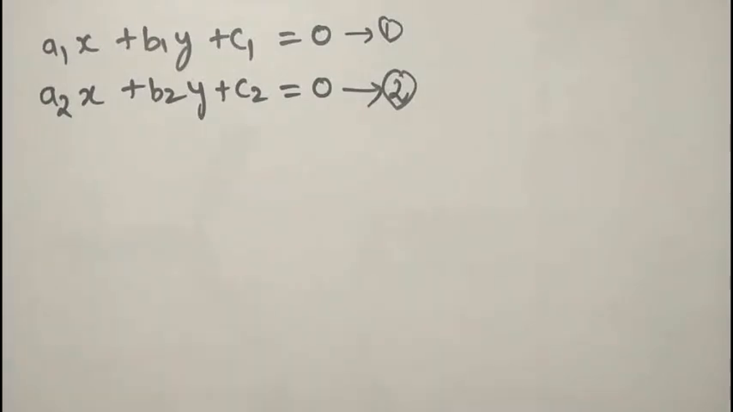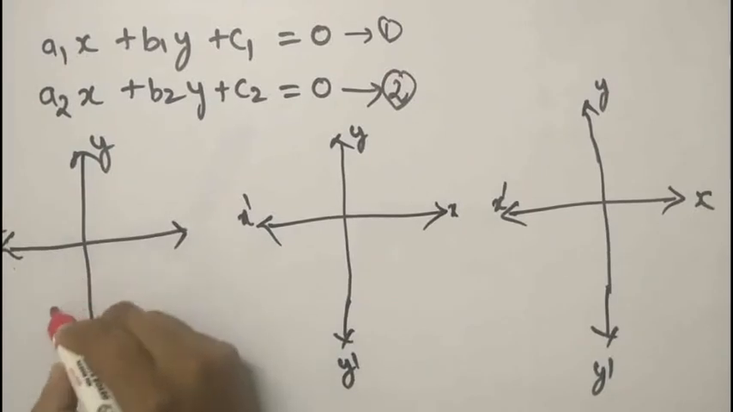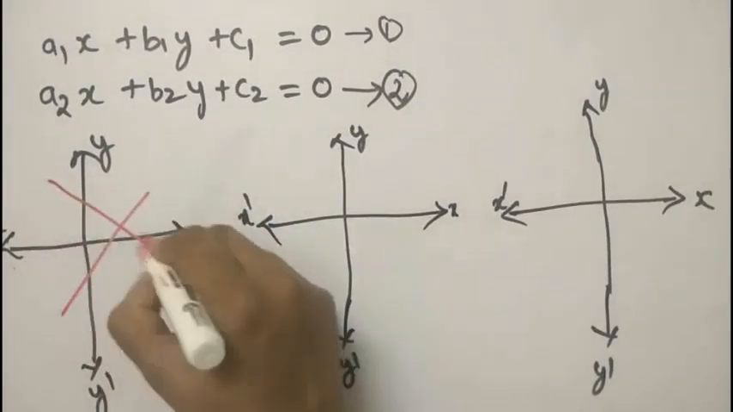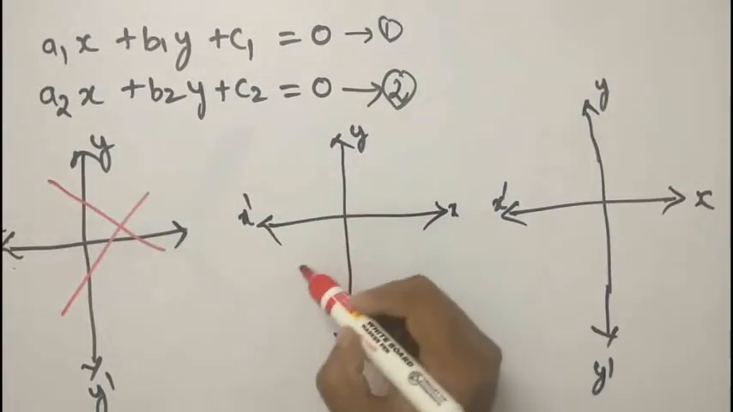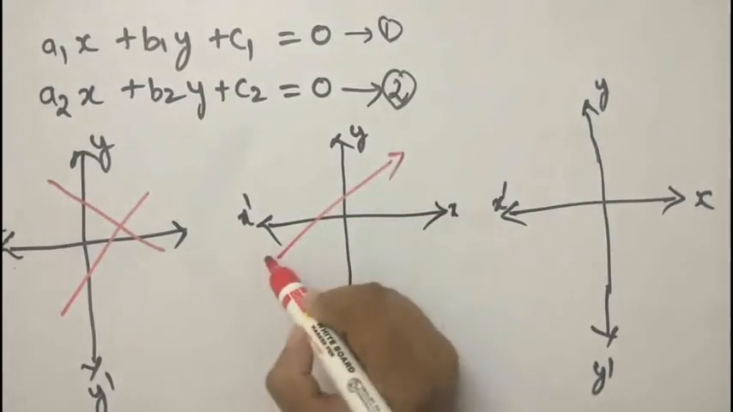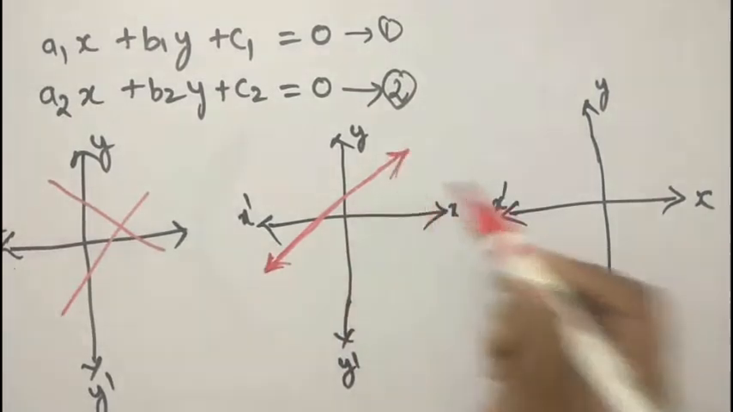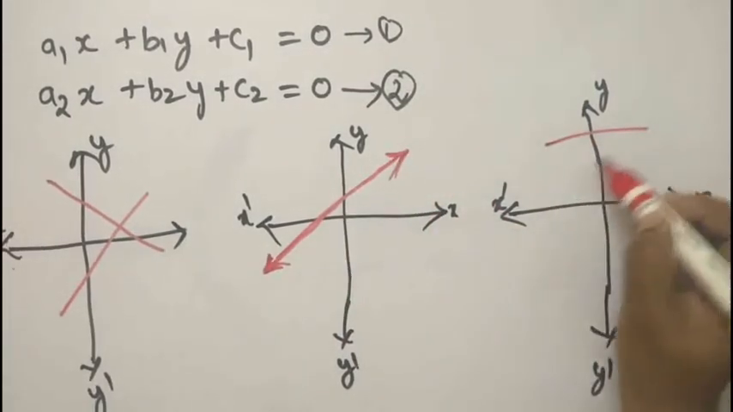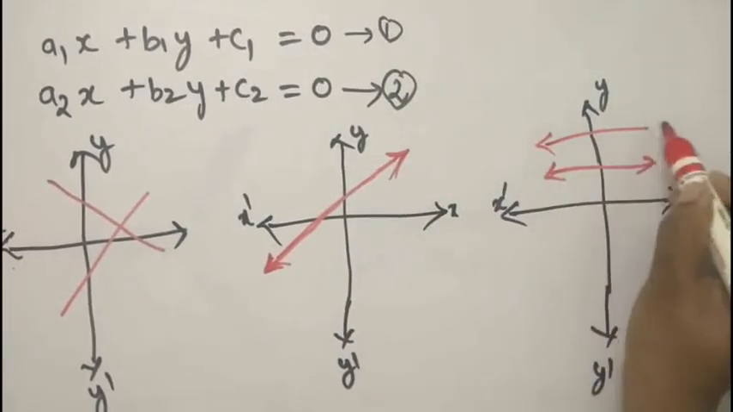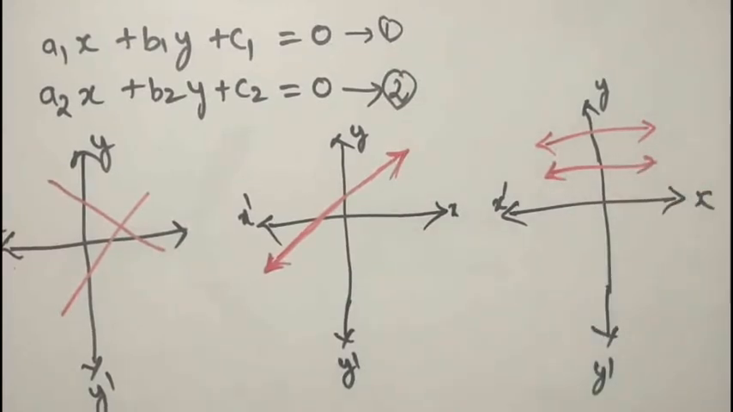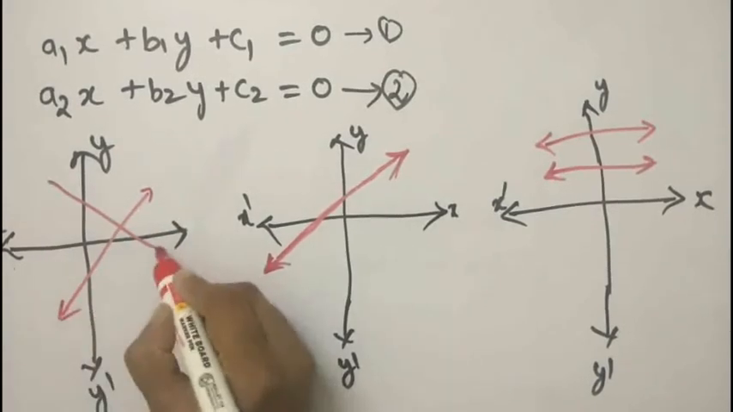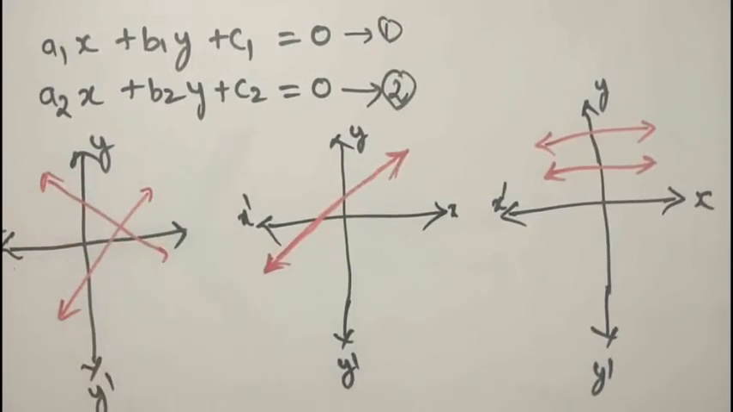Then when you get two straight lines, there may be three cases. They may intersect at a point, they may coincide, that is one line may pass through the same points of the other, or they may be parallel. So you will get three cases. In one case, when you plot the graph of two lines, they may intersect at a point. Those are called intersecting lines.